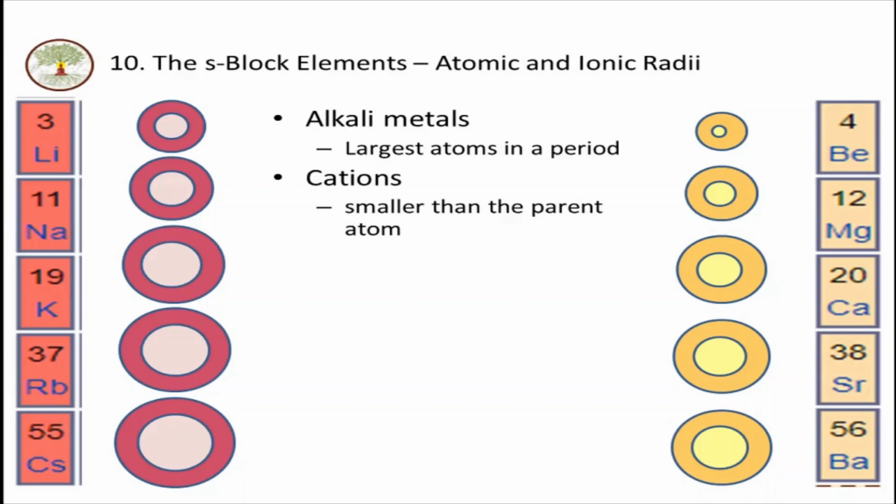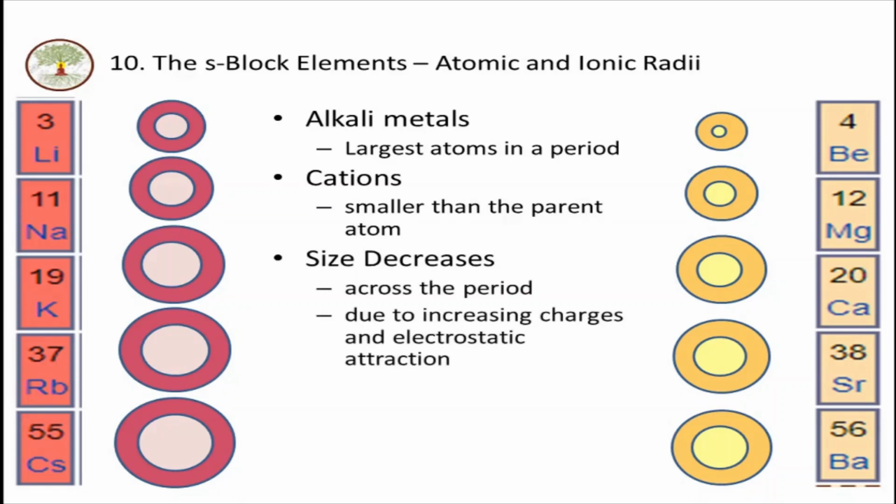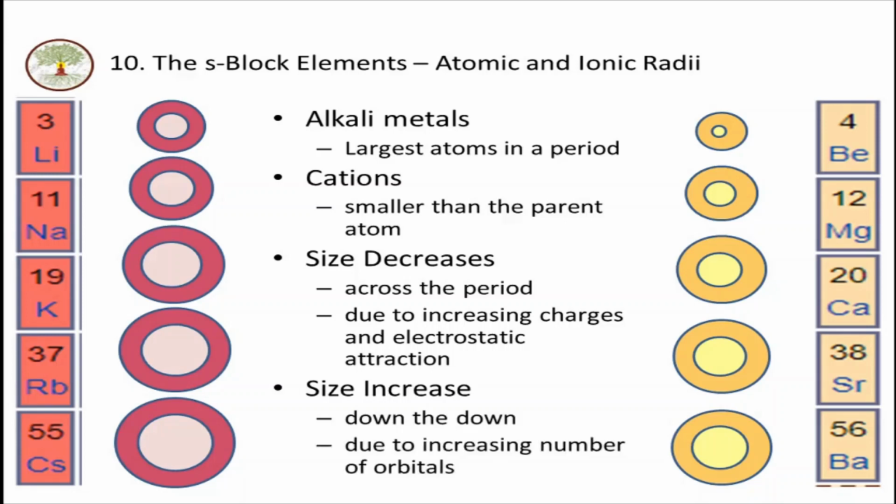Atomic or ionic size decreases across the period due to increasing electrostatic force of attraction as the number of electrons and protons increases across a period. Therefore, group 2 elements are somewhat smaller than group 1 elements, whereas the size increases when we move down the group due to increasing number of orbitals.